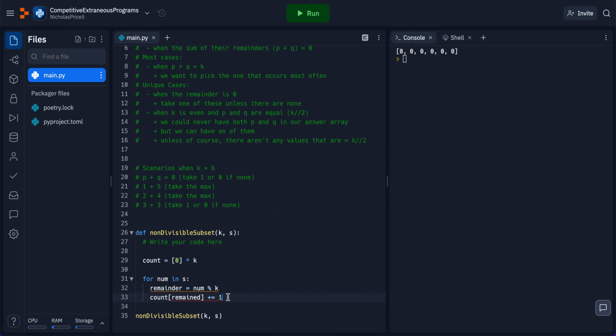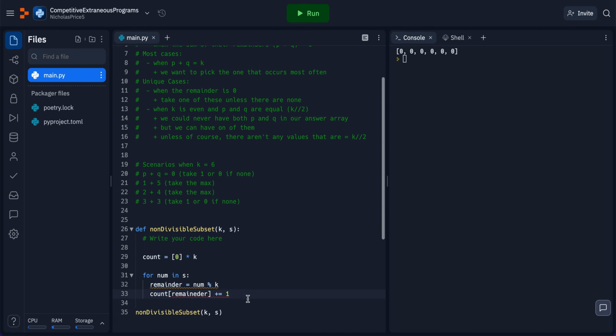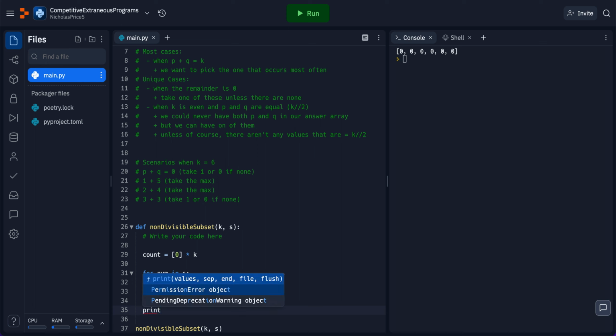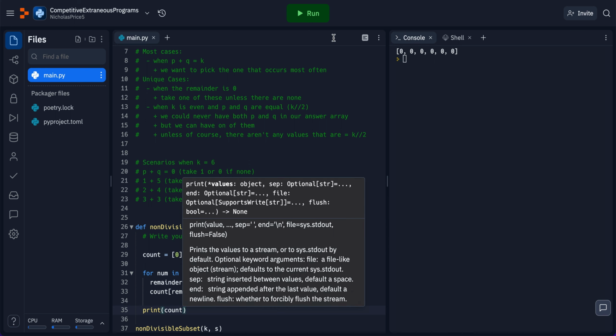Okay, it seems like I'm missing something. Remainder is spelled incorrectly. Removing that random E should fix it. Okay, awesome. So let's go ahead and again print count at this point in our algorithm and see what we get.